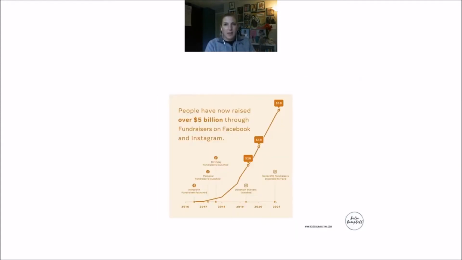We, of course, can't deny the effect that Meta, Facebook, and Instagram fundraising has had on especially small dollar donations and crowdfunding. People have now raised over $5 billion through fundraisers. That's birthday fundraisers or Giving Tuesday fundraisers, or really any kind of event, asking friends for money on Facebook and Instagram. That's a huge amount of money.